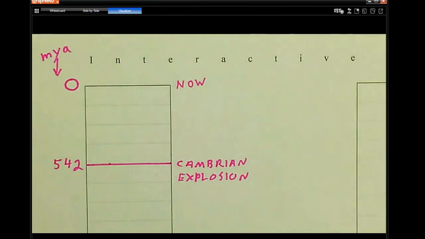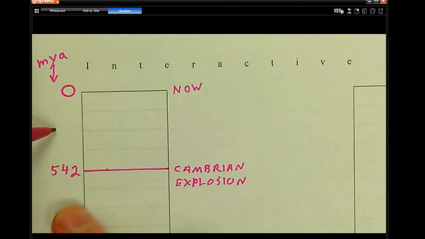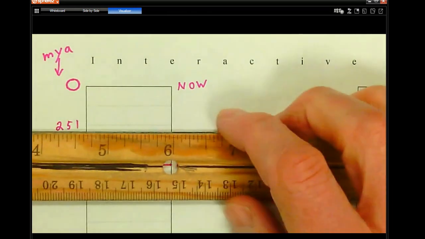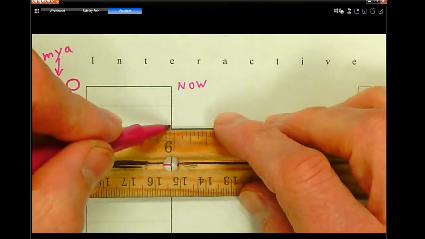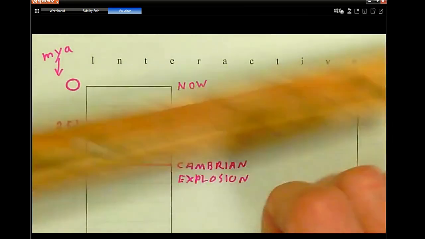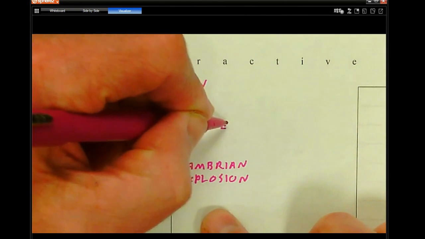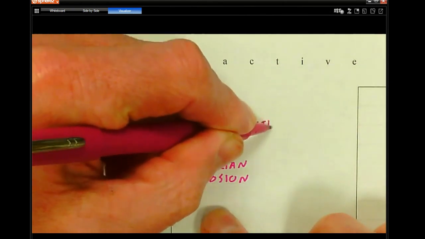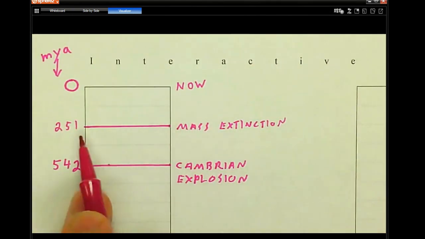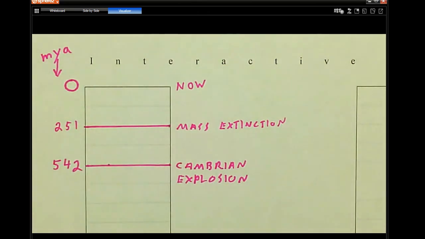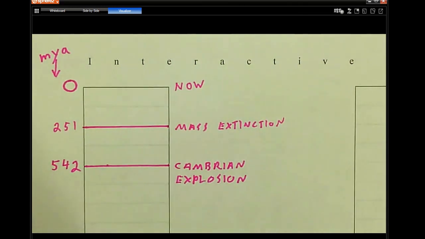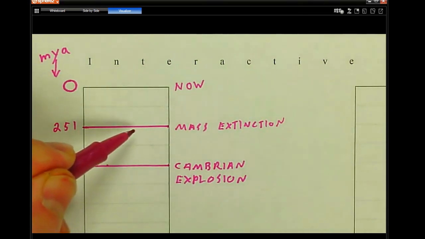There was one of them that happened 251 million years ago. Let's put that about 2 lines down. There was a mass extinction. This is still well before the dinosaurs. At this event, something happened that killed a large number. Some people say up to 70% of all the species that lived on the earth. And we find them in the fossil record, but then we don't find them after here.